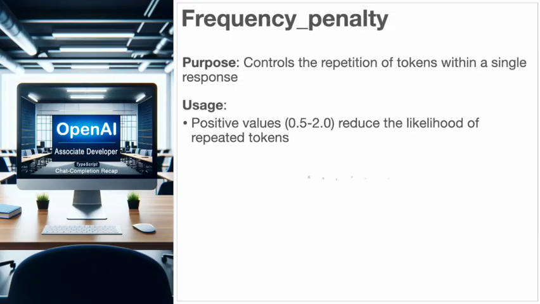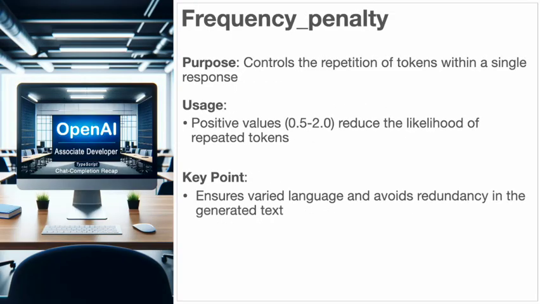Frequency penalty works similarly to presence penalty, but focuses on reducing token repetition within a single response. This helps in creating more varied and interesting outputs, especially useful in descriptive or informative content generation.